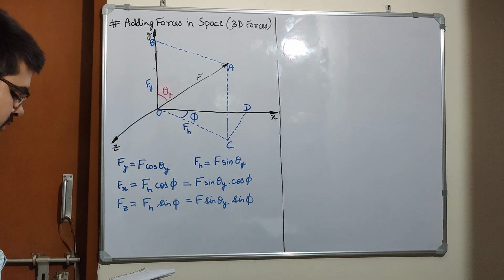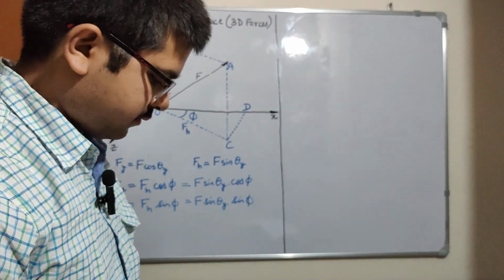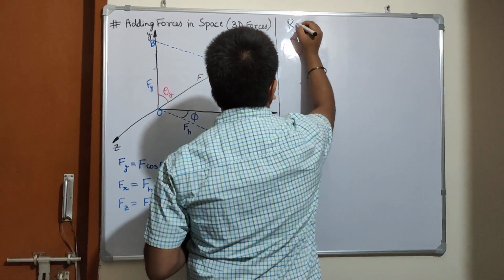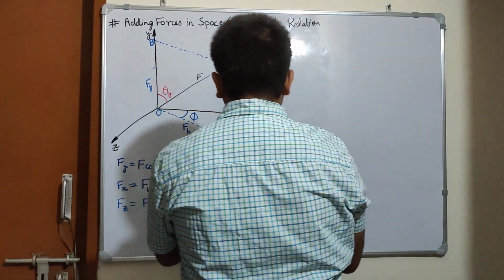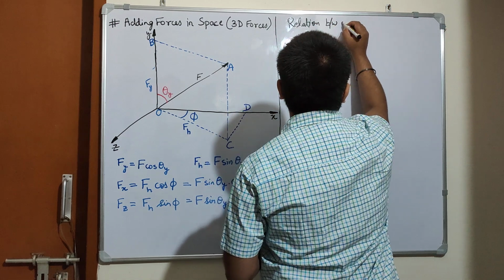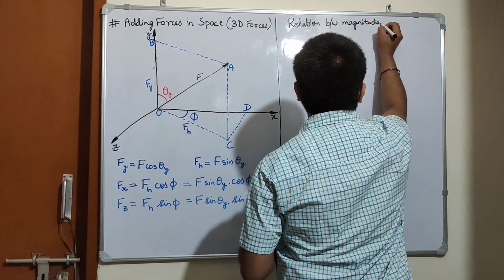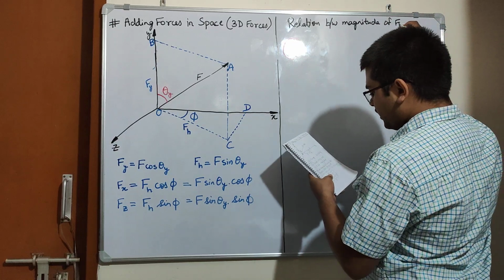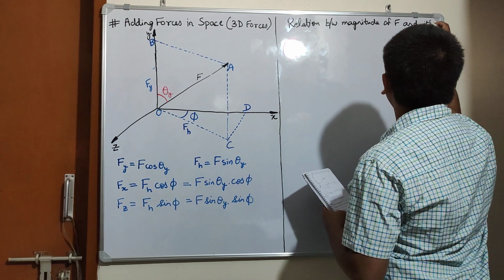Now what is the relation between F and its rectangular scalar components? I'll write this here. Relation between the magnitude of F and its rectangular scalar components.